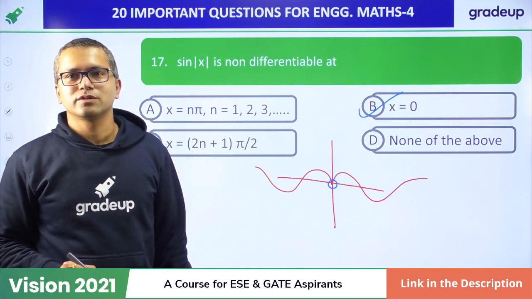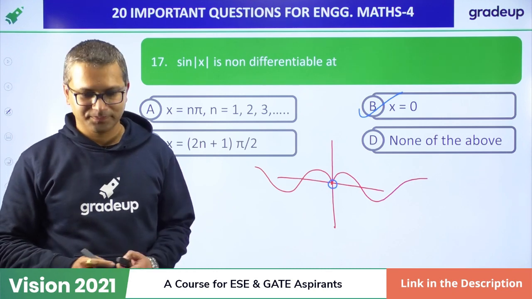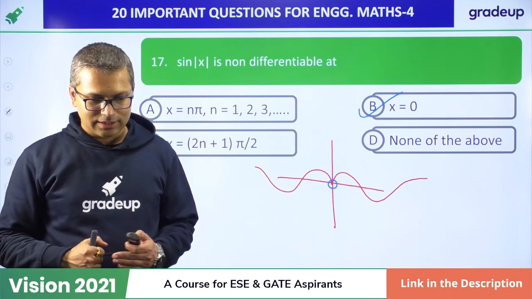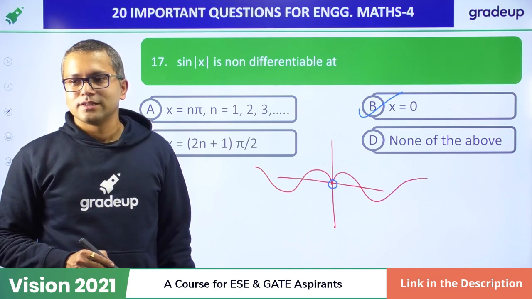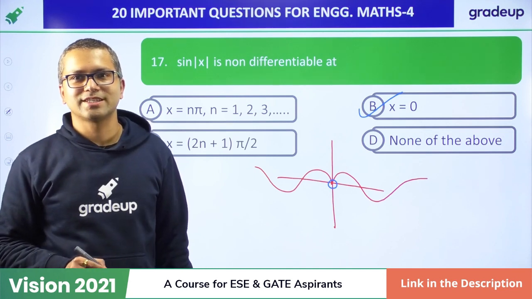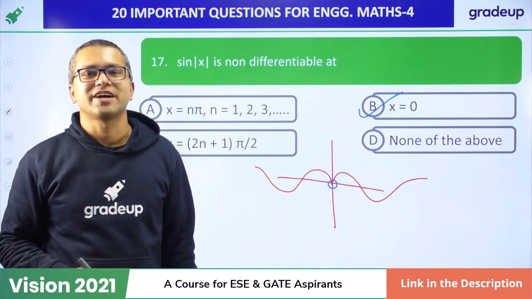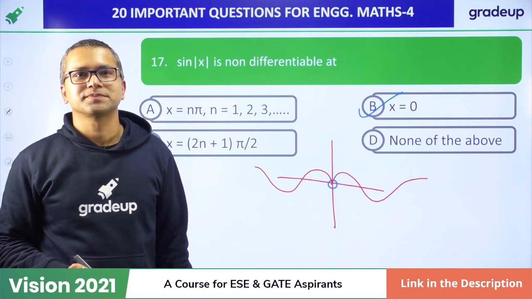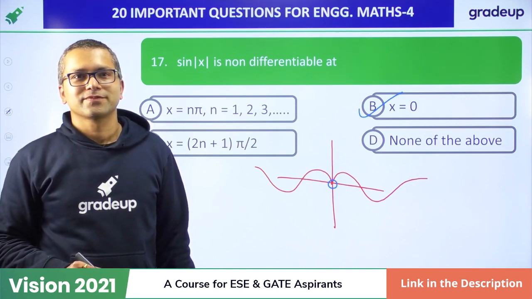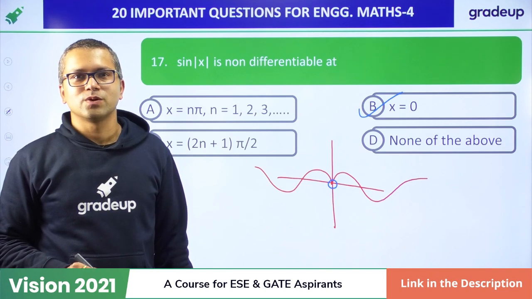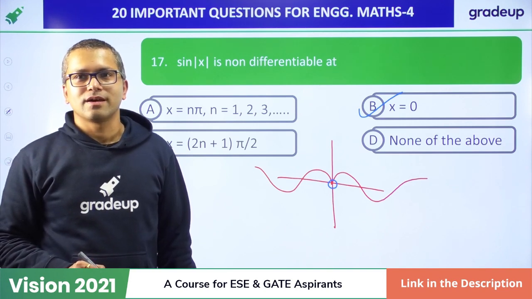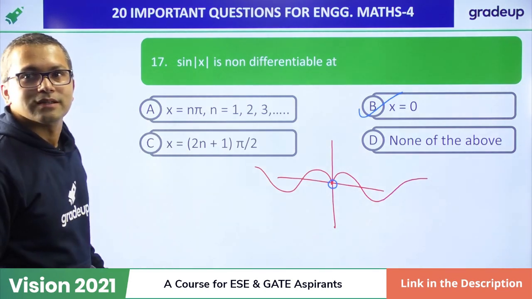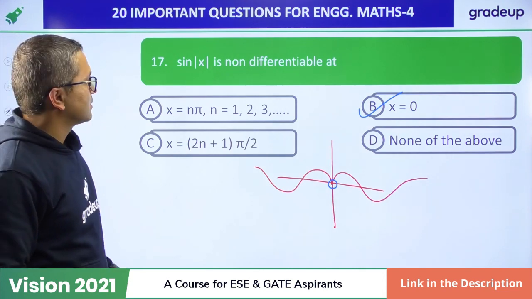Okay, x equal to 0 is going to be non-differentiable. Is that good? Yes. Hello, is that good? Yes. Okay, fine. Yes. So, yeah. Is that good? Yes. Okay.